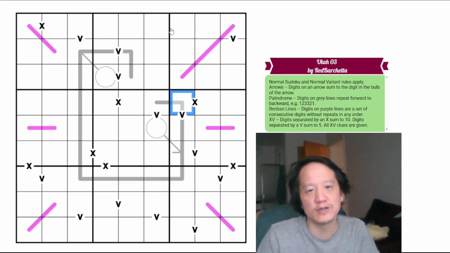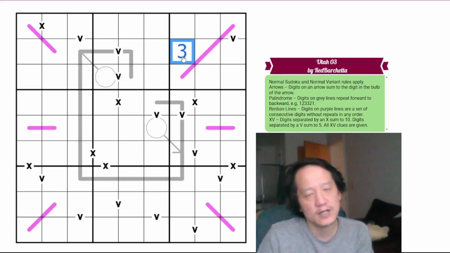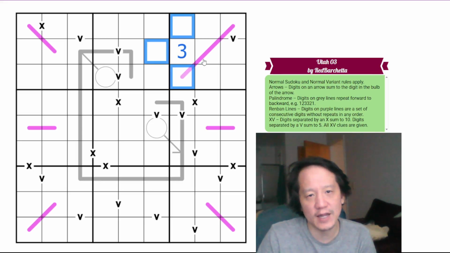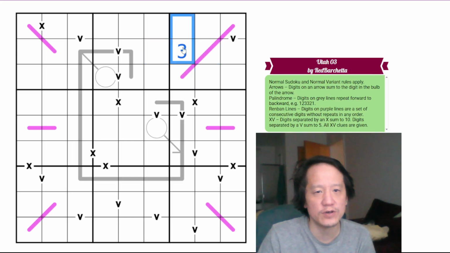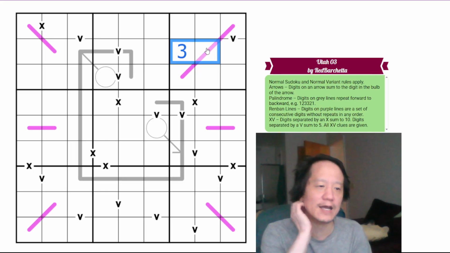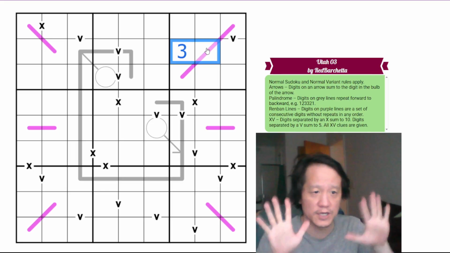But say we had a 3 outside that's not next to an X or a V. That would mean 7 and 2 cannot share an edge with this 3 because there is no X or V around this cell. So therefore, these two cells, these two cells, these two cells, and these two cells cannot ever add up to 5 or 10.